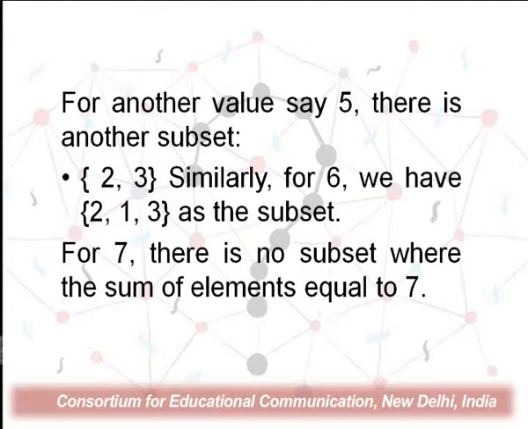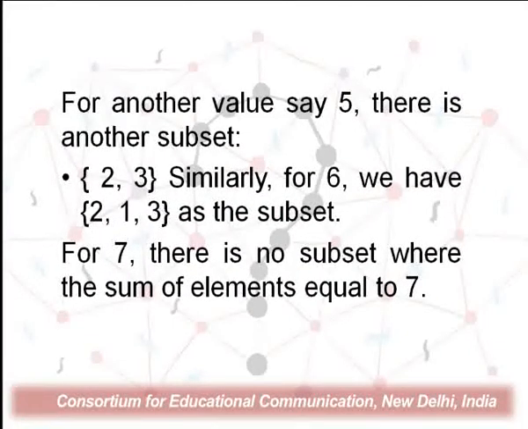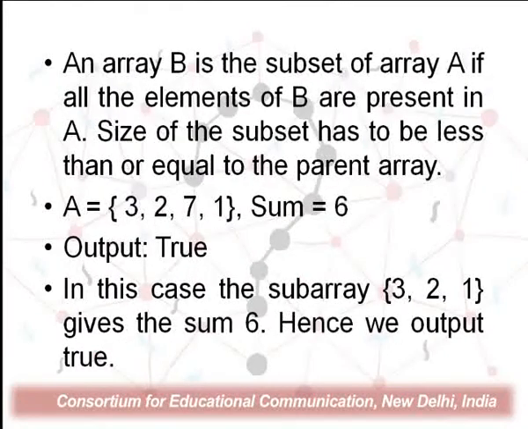But if we look for 7, looking at the numbers, we can say that there is no subset which adds up to give a total of 7. So for this there is no subset where the sum of elements is equal to 7.